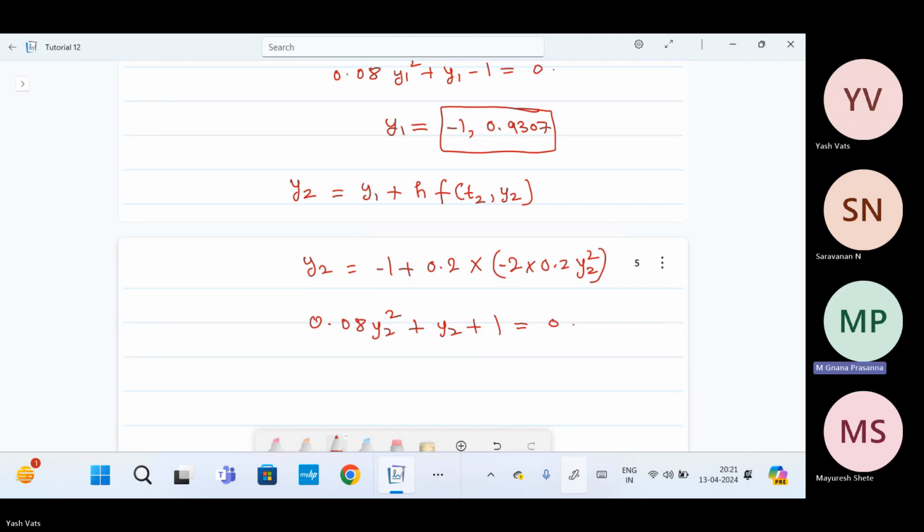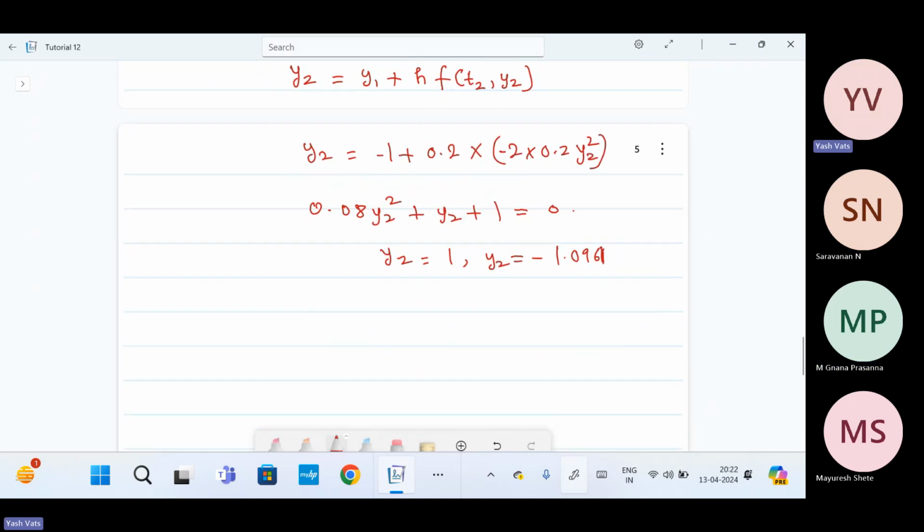Sir, by using y2 is equal to -1. One is 1, the other one is 1 and -1.09611. What is y2, 1 and minus 1.09611? Okay, so is it in the option?